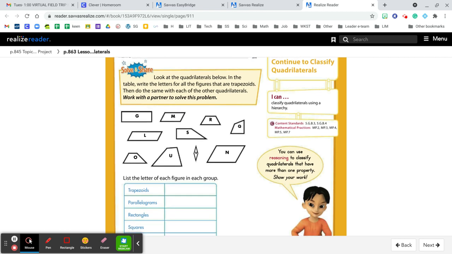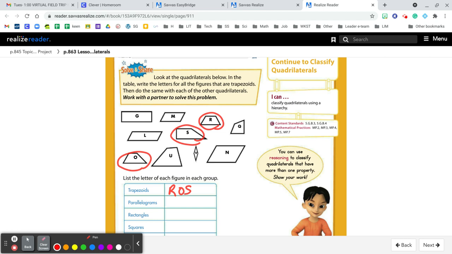So let's see. Trapezoid. So the definition of a trapezoid, remember you can go back to the previous lesson to get your trapezoids. So a trapezoid, we've got one there, and one there. So we'd have R, O, and S. So it's going to have one set of parallel sides.